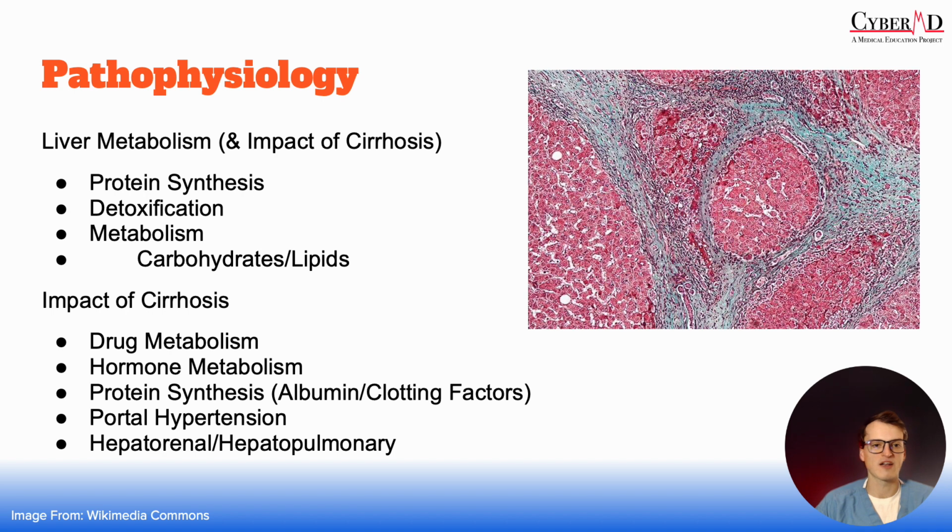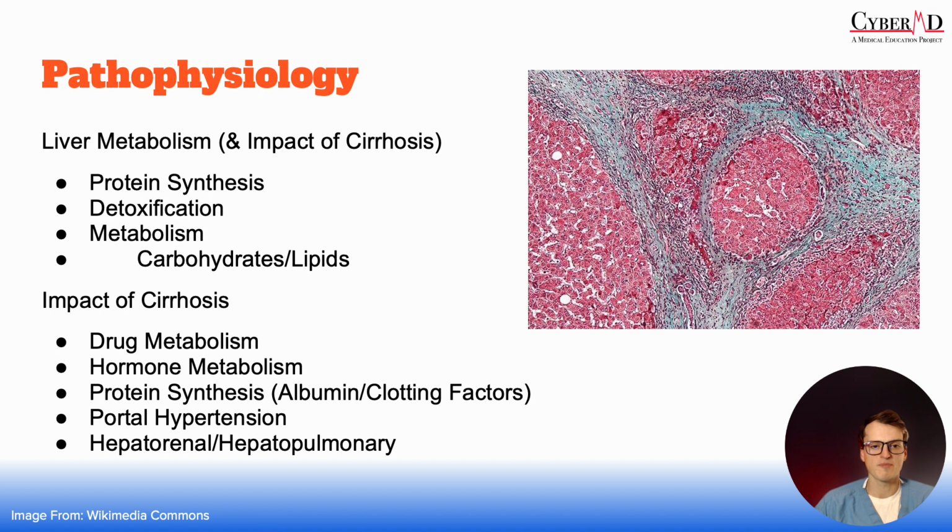You also have hepatorenal and hepatopulmonary syndromes, and these are examples of how cirrhosis can impact other organ systems. Hepatorenal syndrome involves renal failure due to circulatory alterations in advanced liver disease, while hepatopulmonary syndrome involves lung abnormalities leading to breathing difficulties, such as an effusion.